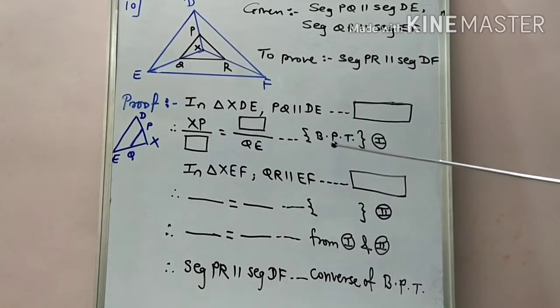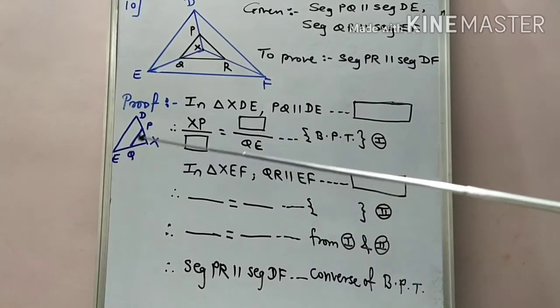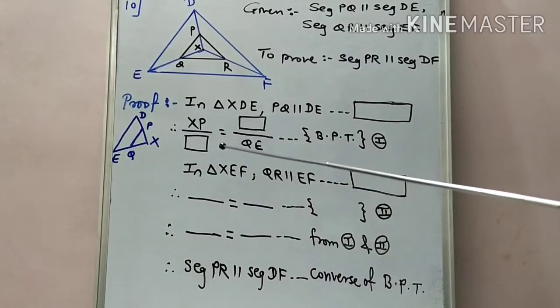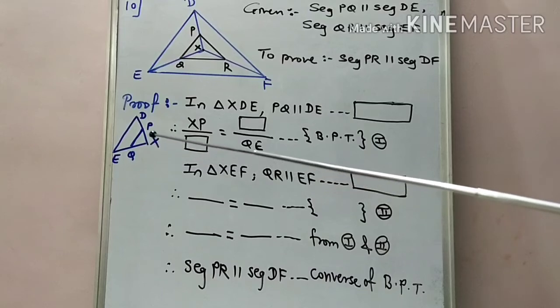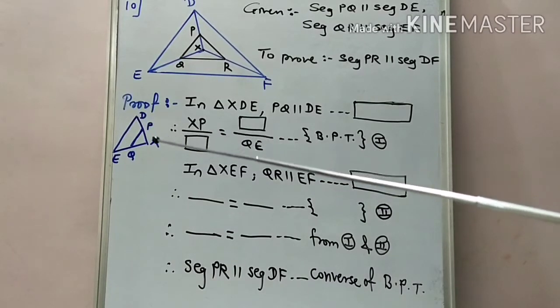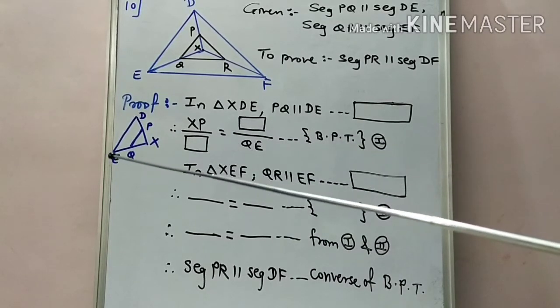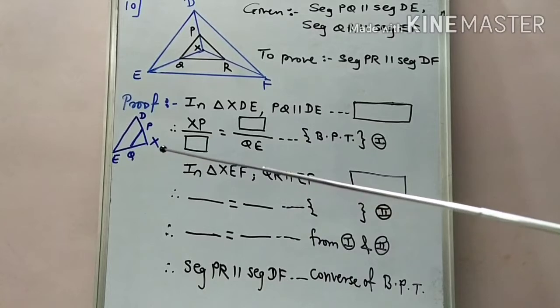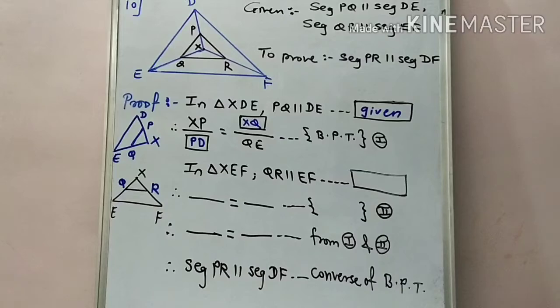So here we write given as the statement. Then what do you have to write? According to BPT, if a line is parallel to one side of a triangle, then it divides the remaining sides in the same ratio. So that ratio is XP in the numerator, so XP upon PD equals what? XQ upon QE, so the numerator of that part is XQ. So here we write XP upon PD equals XQ upon QE according to BPT.